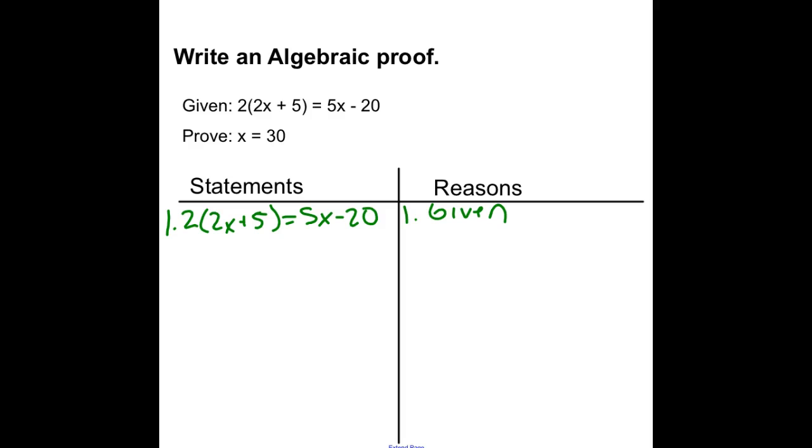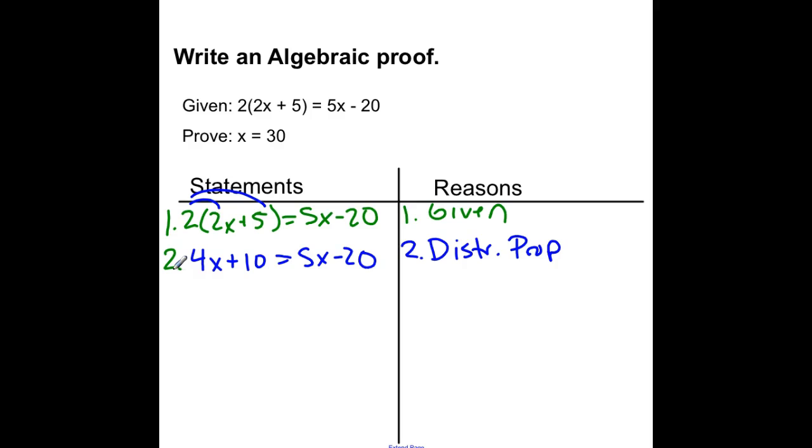If I look at this, the next step I might do is get rid of this 2 out in front. So I would take that and put it through those parentheses. That gets me 4x plus 10 equals 5x minus 20. Well, you want to think about what you call it when you take that 2 and put it through the parentheses. That's the first thing we did up above. That's our distributive property. Okay, and now I look at what I have. I have 4x plus 10 equals 5x minus 20.